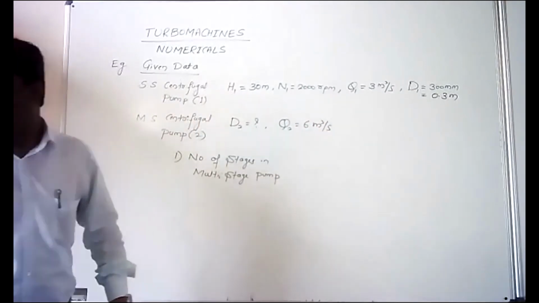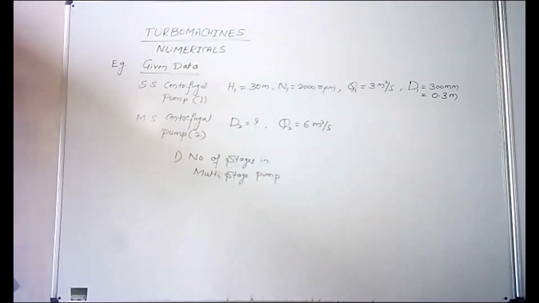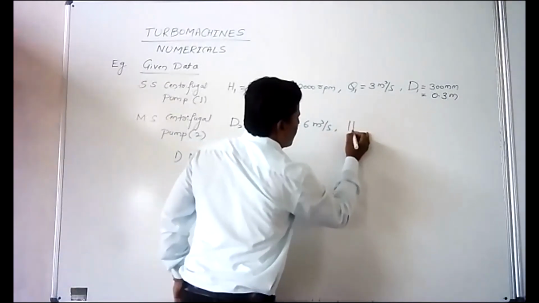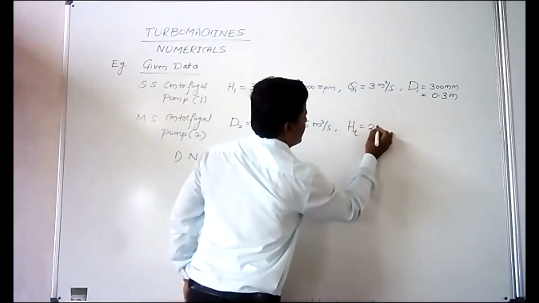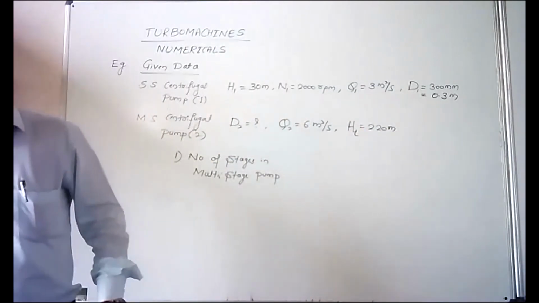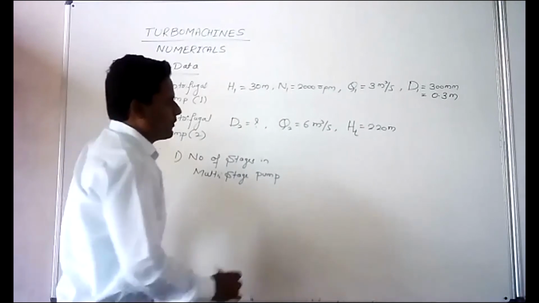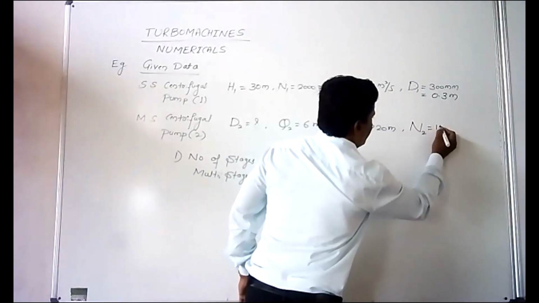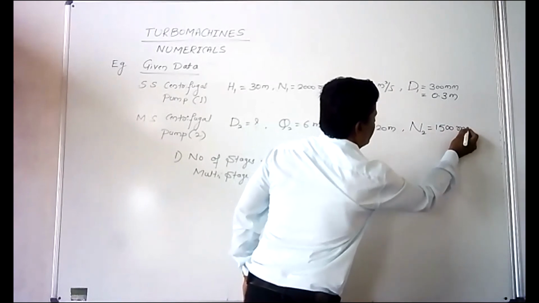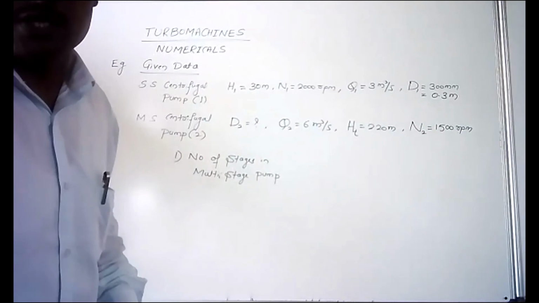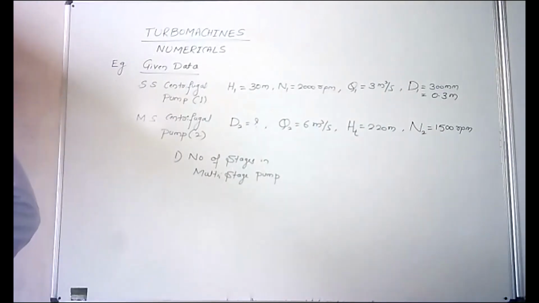Reading the problem is very important. 6 meter cube per second of water to the height of 220 meters, running at a speed of 1500 RPM, that is revolutions per minute. So we are running out of time. Just write down the given data here.